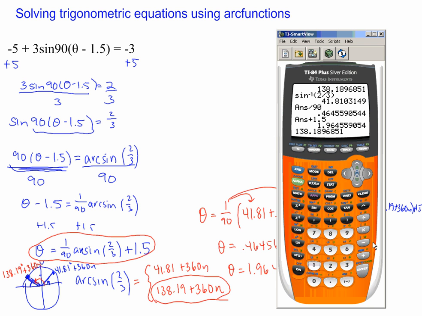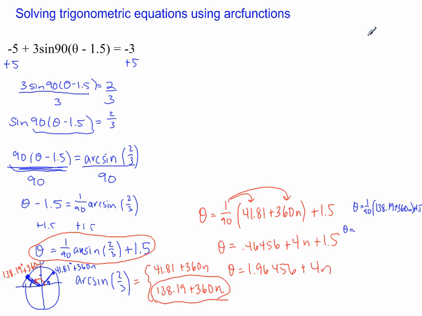138.1896851 divided by 90 is 1.53544. So 1.53544 plus 4n plus 1.5. Then I'm just going to combine the 1.5 and the 1.53544, and I get theta equals 3.03544 plus 4n.